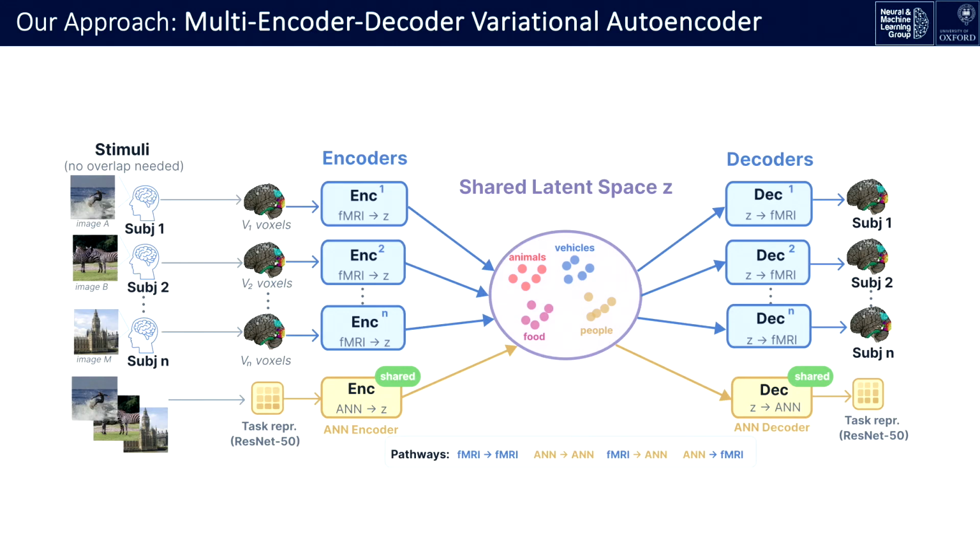Here's the architecture that we're proposing. It's a multi-encoder, multi-decoder, variational autoencoder architecture. We have subject-specific encoders that take the neural responses of subjects and project them into a common space. This is where we're going to have this cross-subject alignment. We have a ResNet encoder doing the same for the ResNet activations, and we have subject-specific decoders and a ResNet decoder. So all these 4 pathways are active at the same time, and we train them at the same time.